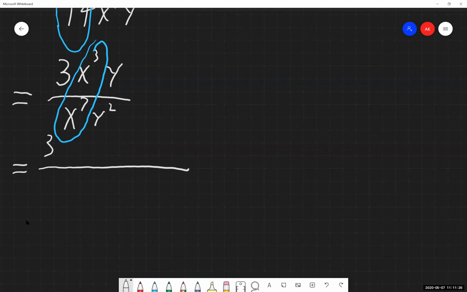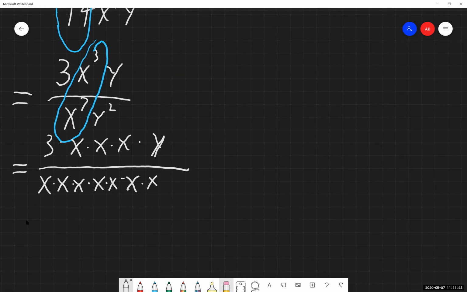So x cubed is the same as saying x times x times x, leaving y at the very end up top. x to the 7th, the same as saying x this many times. 2, 3, 4, 5, 6, 7. So again, I'm only working with the x's right now. We'll deal with the y's later. I'm going to leave those as they are.